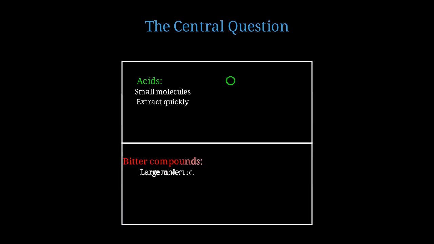Here's the central question we'll answer today. Why does finer grinding produce more bitter coffee, while coarser grinding produces more acidic coffee? The answer lies in molecular size and diffusion. Acidic compounds are generally smaller molecules that dissolve quickly. Bitter compounds like caffeine and chlorogenic acid lactones are larger and take longer to extract.